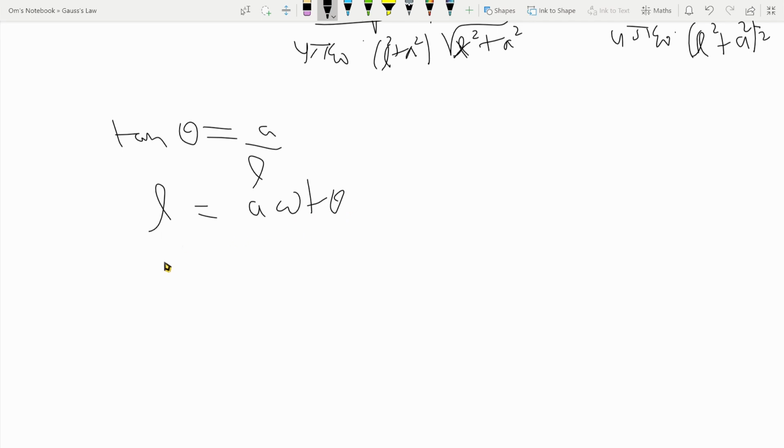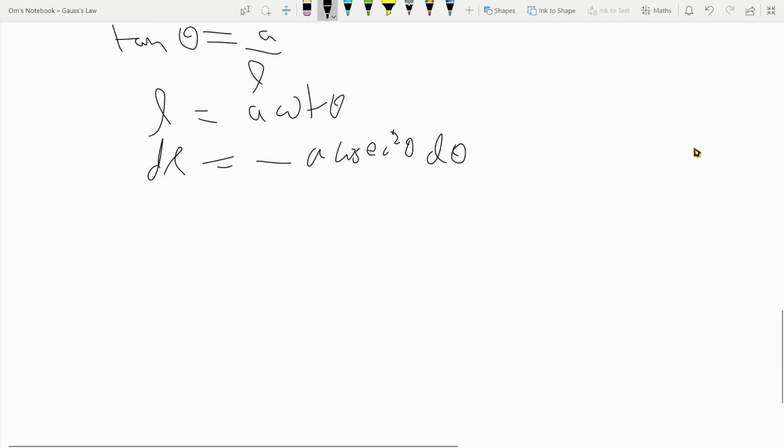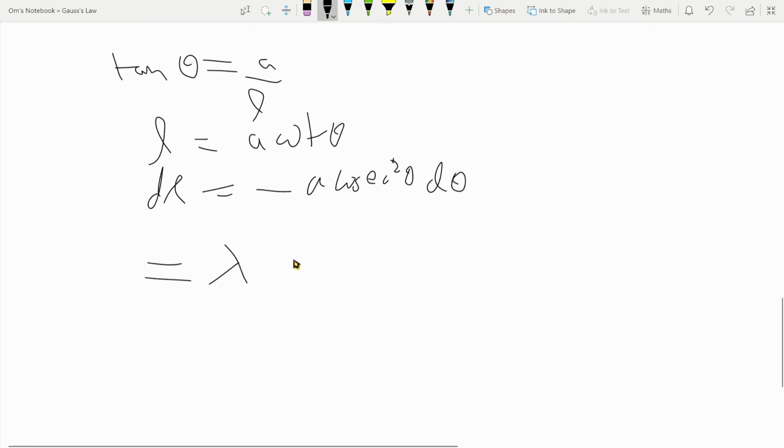Therefore, upon differentiating the right hand side, we can write dl as minus A cosec square theta d theta. And so we can now substitute this in this equation.